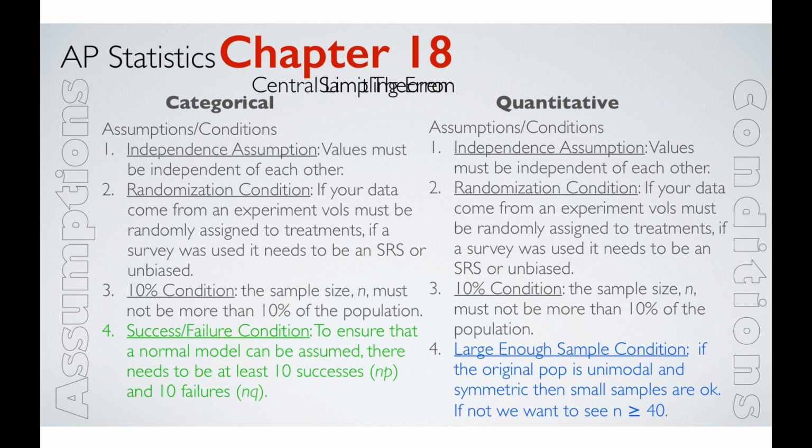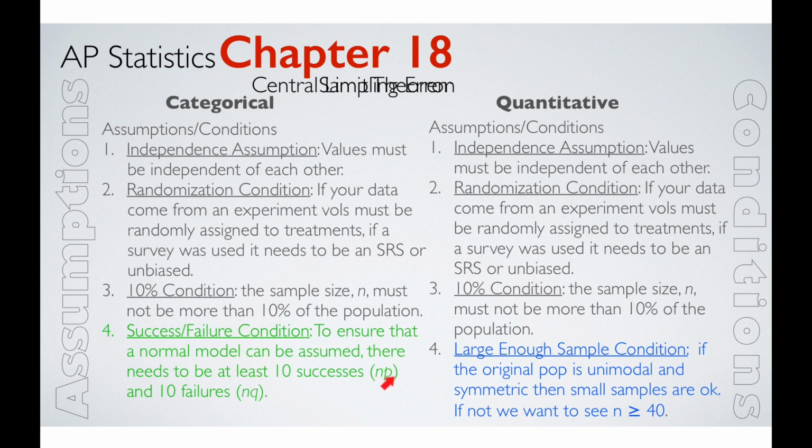The good news about what you see here is that independence, randomization, 10%, success or failure, independence, randomization, 10%, large enough. Notice that lots of these things are the same, right? The one that's different is here because this references categorical concepts, successes and failures. Large enough indicates a specific sample can be approximately normal. Now, they're both addressing whether it can be approximately normal or not.